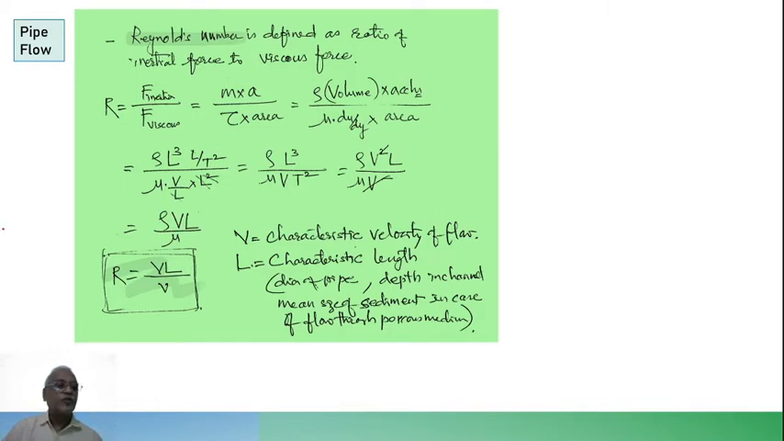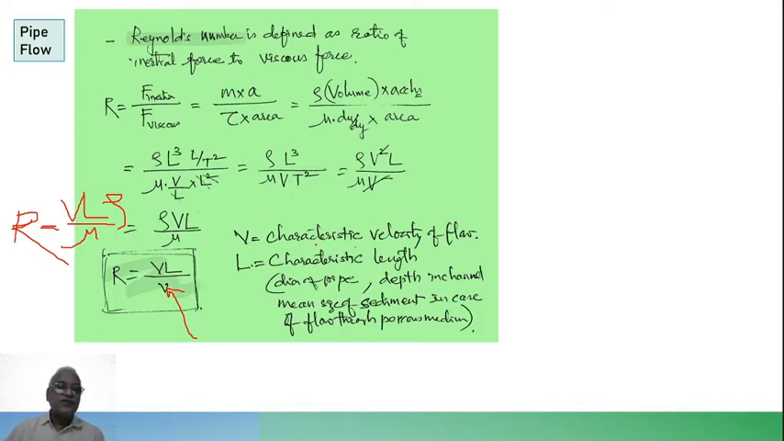Generally it is written as V L rho by mu. So Reynolds number is equal to V L rho by mu. That is how we remember. V L rho by mu is the expression for Reynolds number. But mu by rho is the kinematic viscosity, so V L by nu is also a Reynolds number. So this is kinematic viscosity. Mu by rho is kinematic viscosity. So V L by nu is also a Reynolds number.